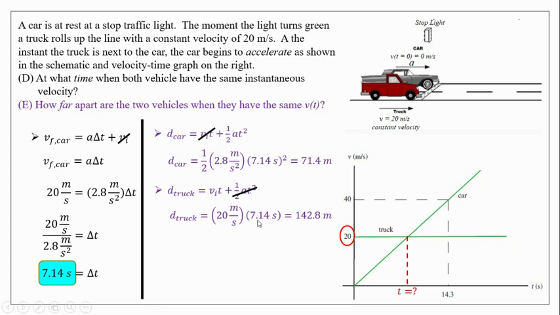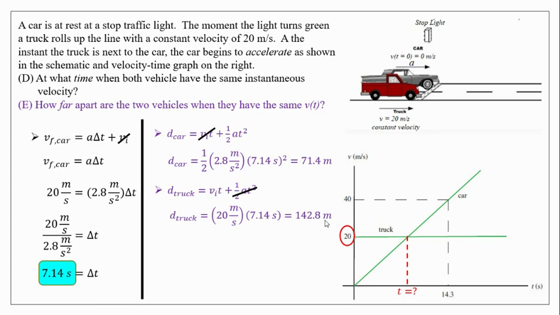The time that they'll have the same velocity occurs at 7.14. Hence, the time that I've used here is 7.14 seconds. So if you punch in your calculator, you'll get 142.8 meters. Now, it asks for how far apart.